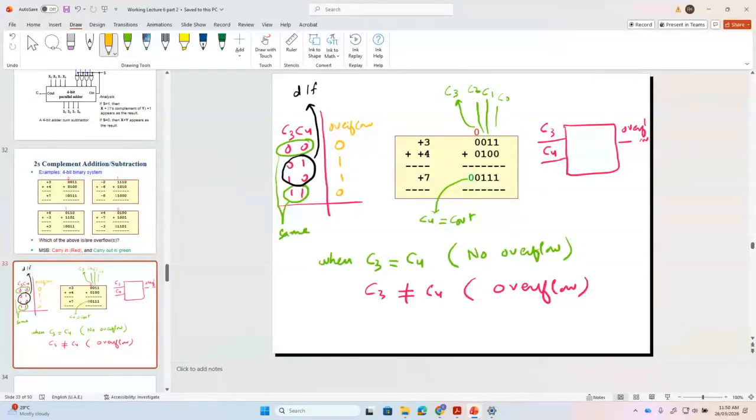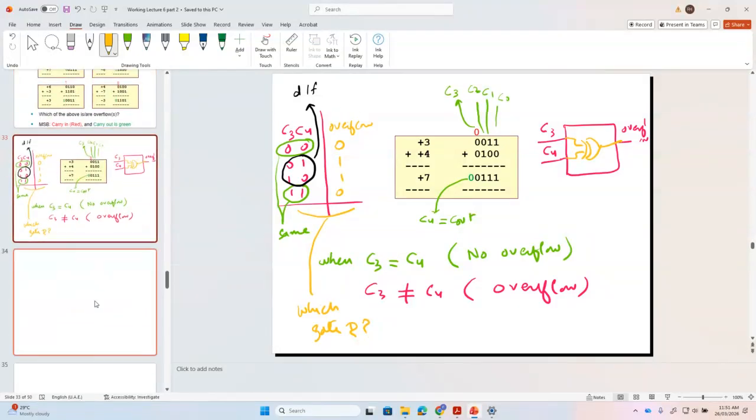No, sir. Okay. Now if you look at here, which gate will be used for an overflow in between? Anyone? Which gate is this? XOR. This will be an XOR gate. Any question? No question, Professor. Okay. Now assume that this is now very important.